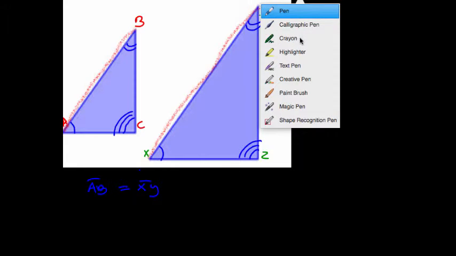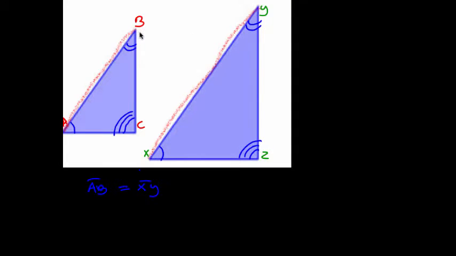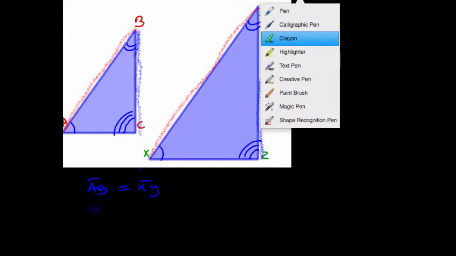All right, and then if I wanted to, let's do side BC. Let's see, I'm going to use blue. All right, so side BC's corresponding side would be YZ. Okay, YZ. So if I wanted to write that down, I would say that side BC, oops, gotta change my pen. There we go. Side BC is proportional to side YZ.